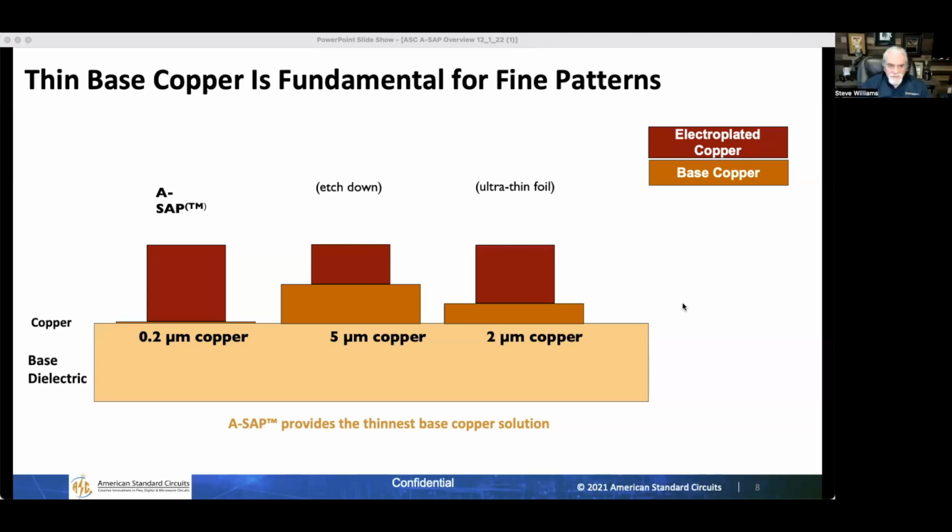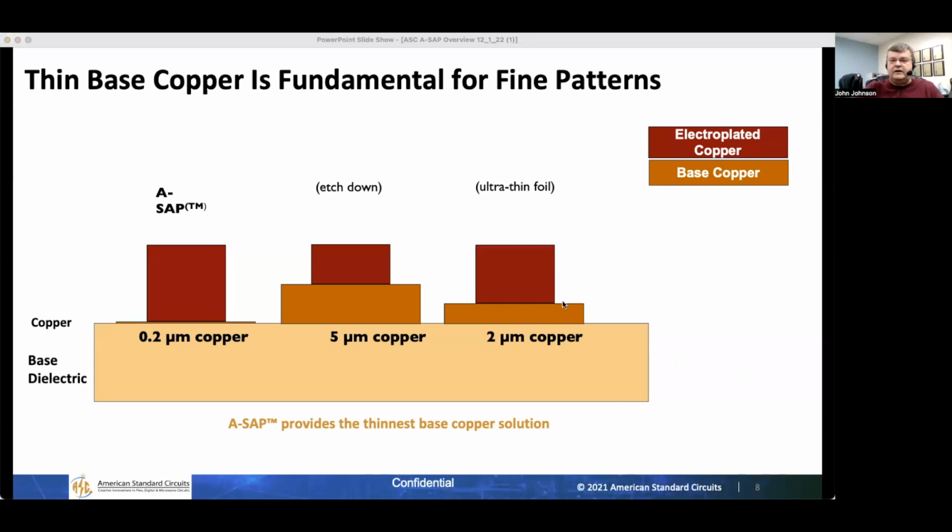Right. So when you etch something that is only a 0.2 micron base, it etches very quickly. And that flash etch I referred to is really what happens. It etches so quickly it doesn't touch the electroplated sidewalls.